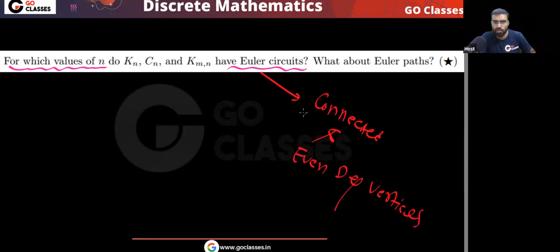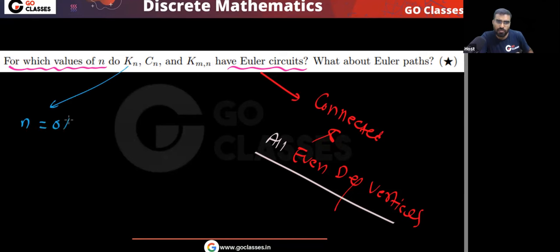For Euler circuit, you need connected and you need all even degree vertices. These two things you need. So tell me, for Kn, what will be the value of n? The n must be odd, greater than or equal to 3. Or I can simply say n is odd. N must be odd. Yes or no?